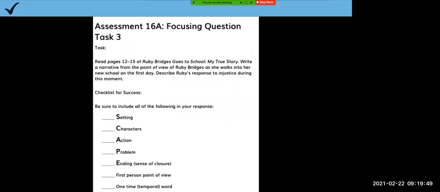Now it's time to write your narrative. Let's read over the directions one more time, and then you can pause as long as you need to write your narrative. Read pages 12 through 15 of Ruby Bridges Goes to School, My True Story. Write a narrative from the point of view of Ruby Bridges as she walks into her new school on the first day. Describe Ruby's response to injustice during this moment.